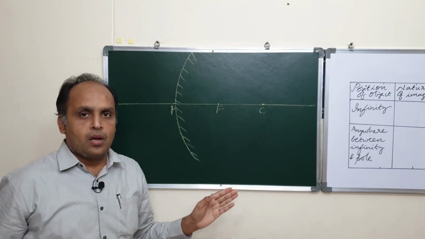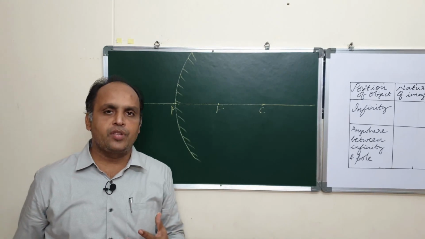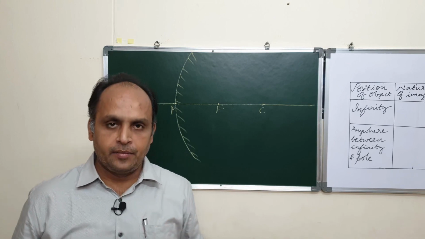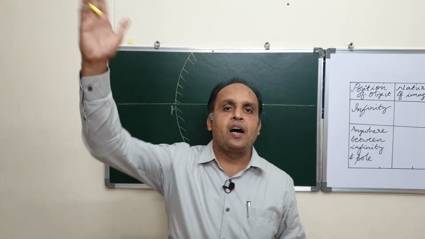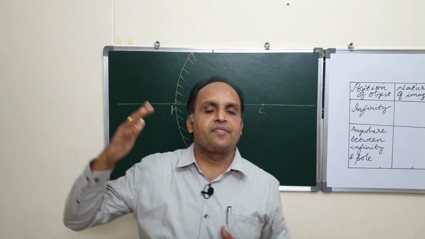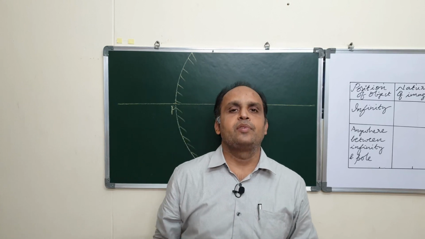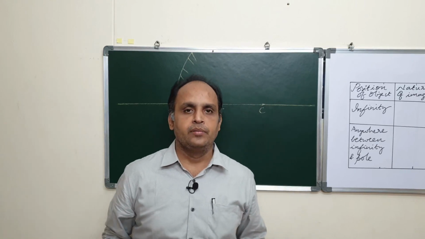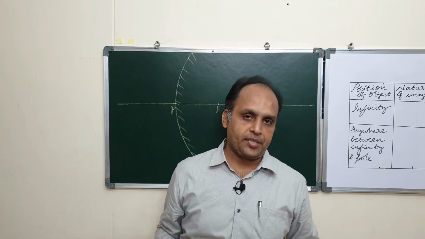Now we will be positioning the object. The first position of the object is at infinity. So object is at infinity means the object is very far from the mirror. Infinity doesn't mean that it is at an infinite distance. No. It is at a distance which is finite but very far from the mirror. Like for example, if the mirror is in your hand, the sun will be the object.